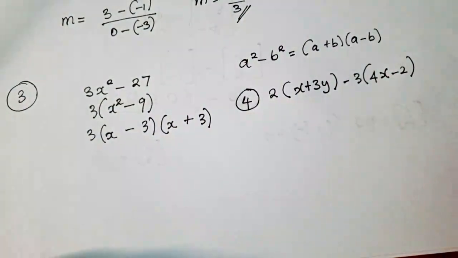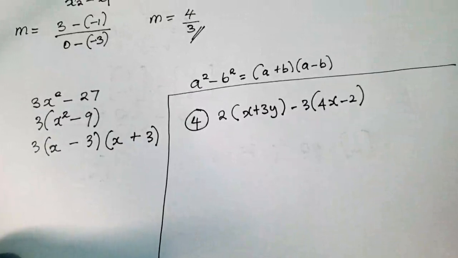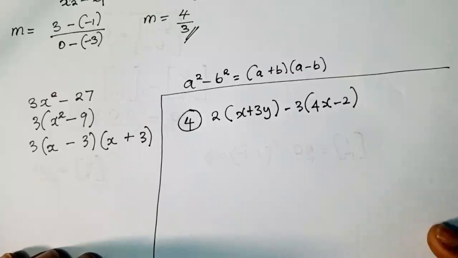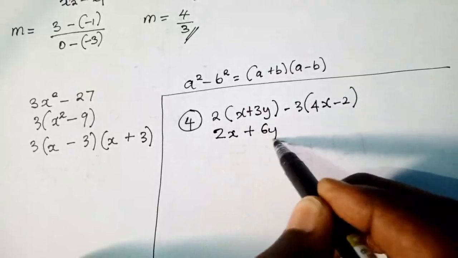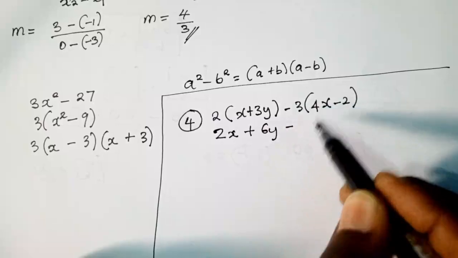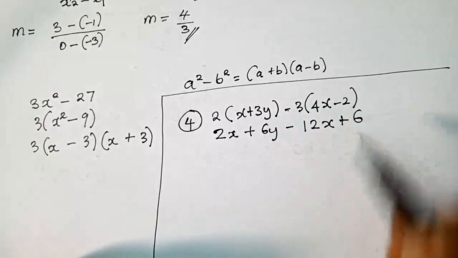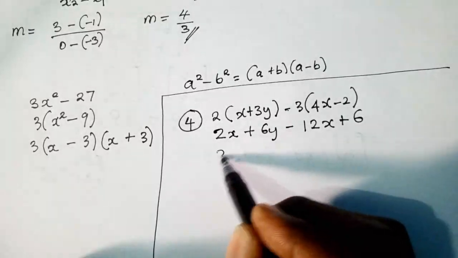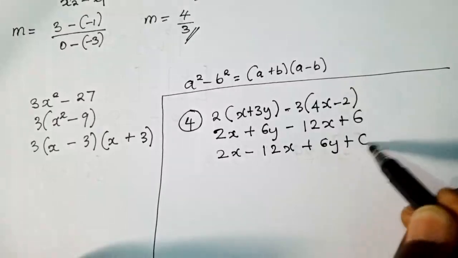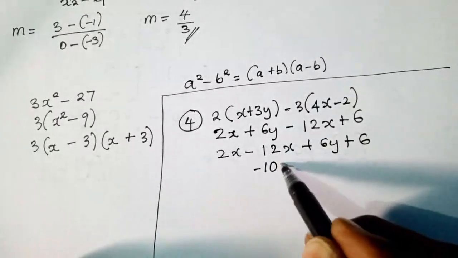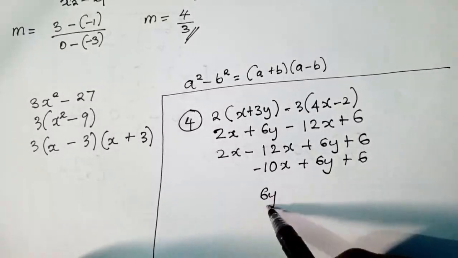So let us simplify this one nicely. How do we do this one? We expand: we get 2x, we get 6y, then negative 3 times 4x gives negative 12x, and negative 3 times negative 2 gives positive 6. Then collect like terms: 2x minus 12x plus 6y plus 6. What do you get here? Negative 10x plus 6y plus 6. If you want, we can just write it as this, and you are done.